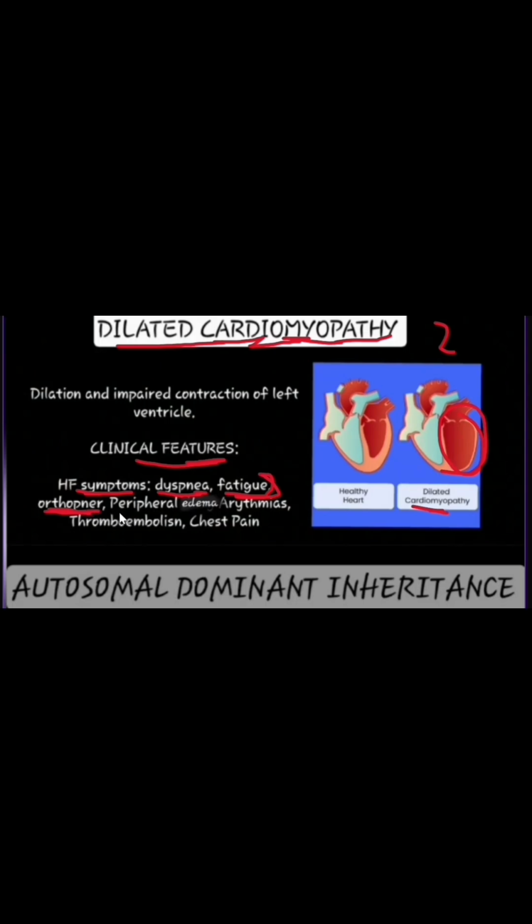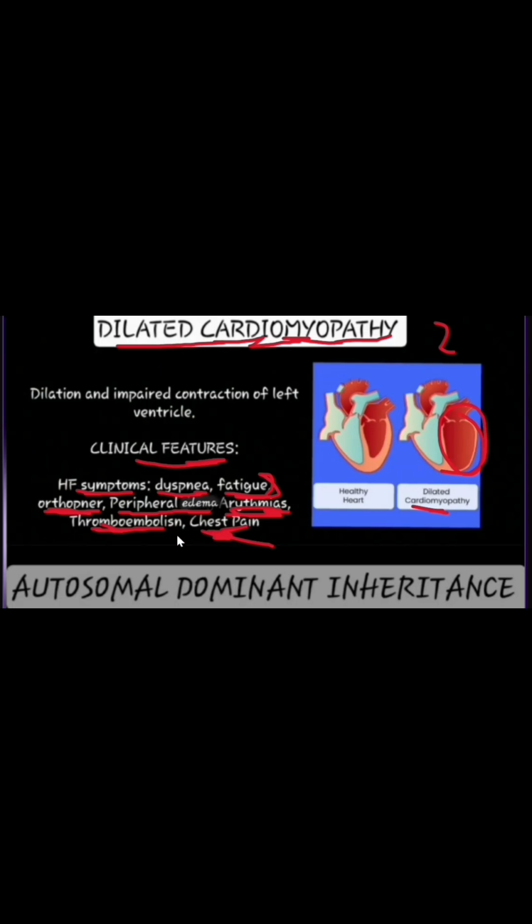Last one, which we are mentioning, is peripheral edema. Fluid accumulates in the legs due to poor circulation and venous congestion. All these symptoms are due to poor pumping ability of the heart. Other important symptoms include arrhythmias due to the stretched heart muscles that disrupt the normal electrical pathways, thromboembolism, due to which blood stays longer inside dilated chambers so clots can form. And the last important one is chest pain that occurs due to increased myocardial oxygen demand or ischemia.